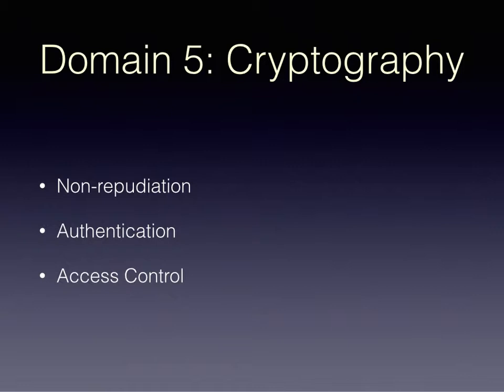Authentication and access control are closely related. In many cases, we use cryptography or encryption to prevent unauthorized individuals from accessing data. As we're going to talk about a little later when we get to physical security, one of the biggest problems with securing laptops and other mobile devices is that once an attacker has physical access to a device, if the data is not encrypted, pretty much game over.